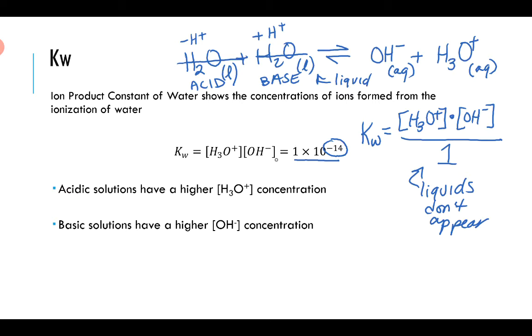We can understand that if we change the value of H3O plus, this is constant. It's always that value. So if we increase one value, then the other value has to decrease.